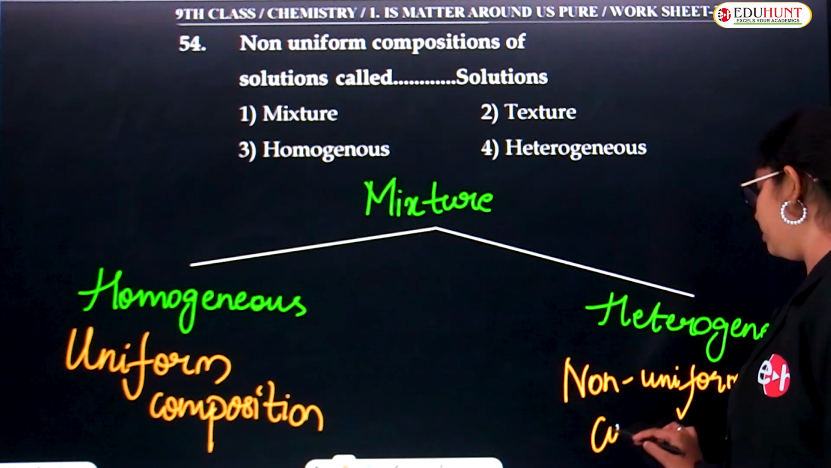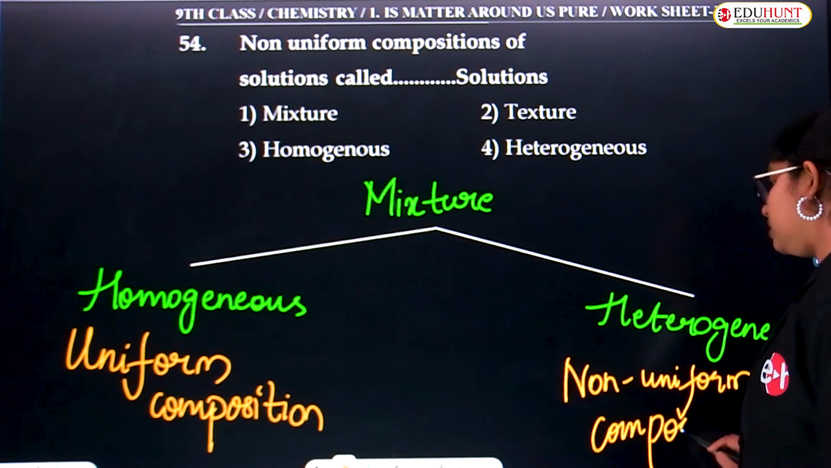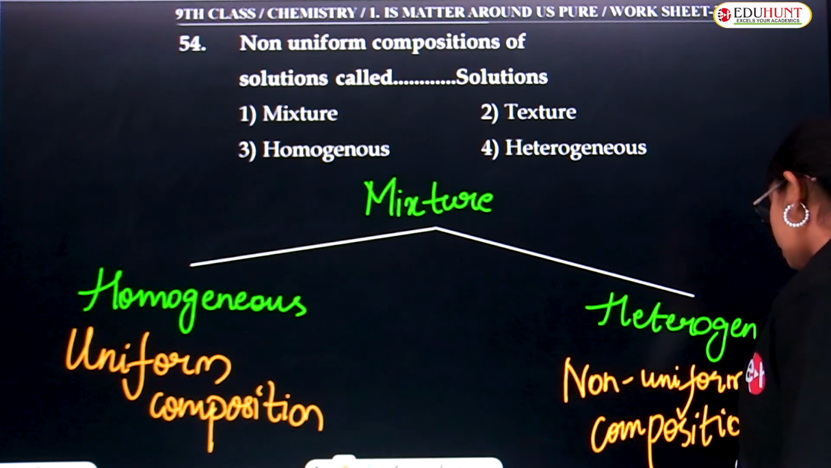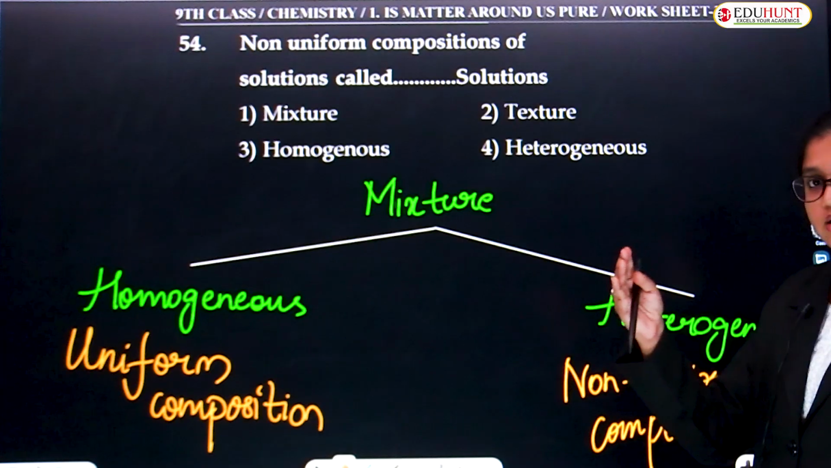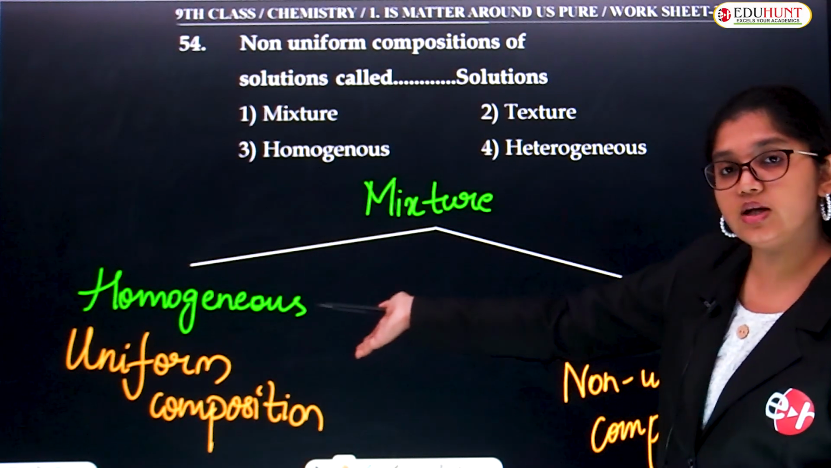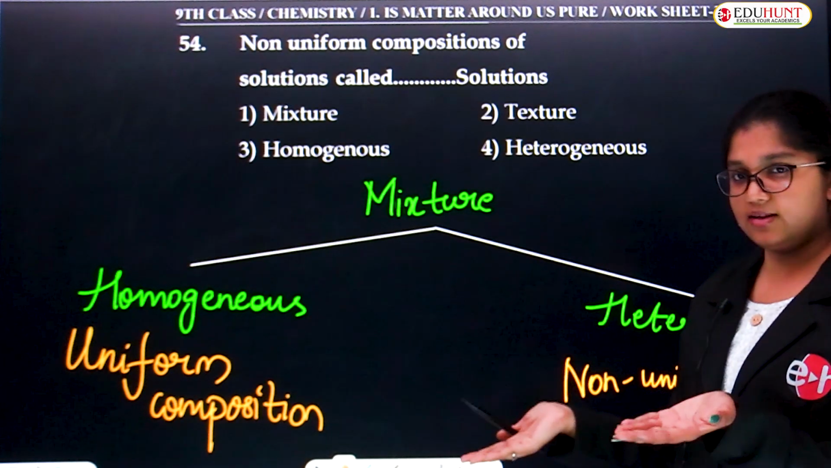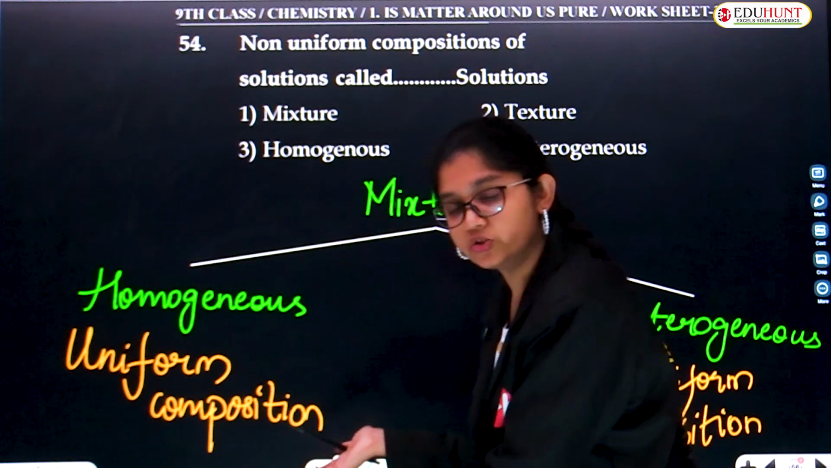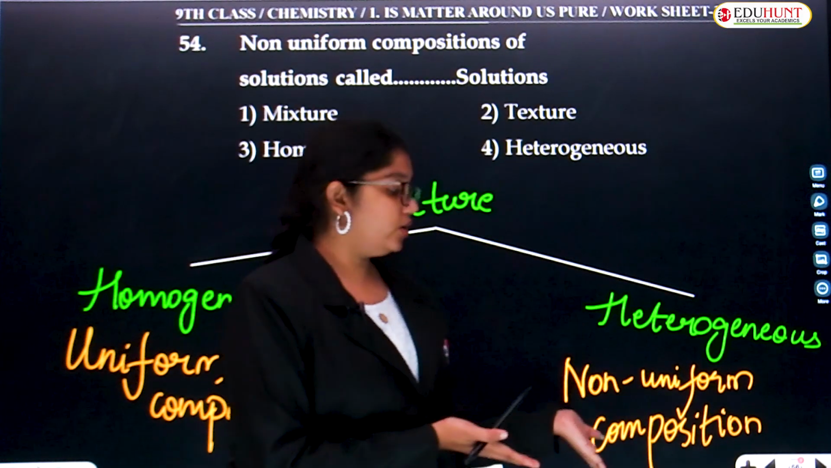Which are having visible boundaries. అంటే క్లియర్గా మనకి బౌండరీస్ తెలిసిపోతుంది కదా, ఇది శాండ్, ఇది వాటర్ అని. బట్ సాల్ట్ వాటర్, షుగర్ వాటర్లో ఏమవుతుంది? డిజాల్వ్ అయిపోయాక తెలియదు కదా. It is having a uniform composition. What about heterogeneous? Non-uniform compositions.